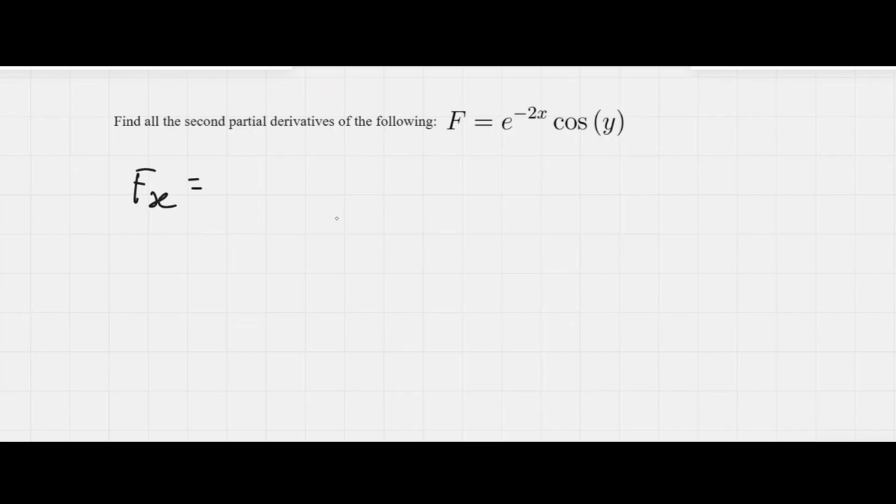So f sub x is going to be equal to, treating y as a constant here, e to the power of negative 2x. That stays, however, due to the chain rule, we're bringing down the negative 2 because the derivative of negative 2x is just negative 2.